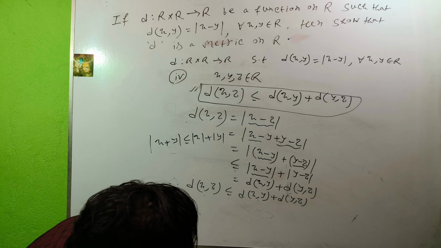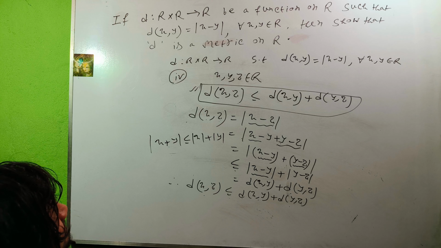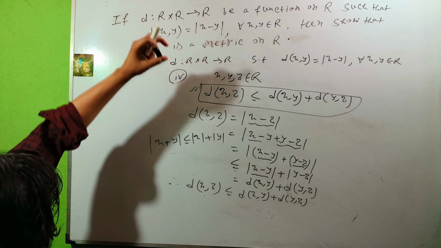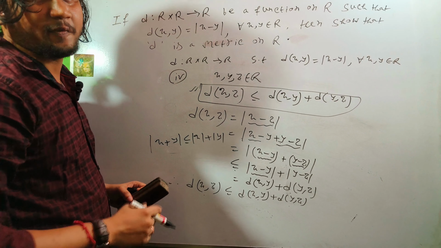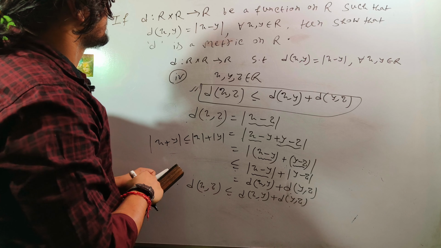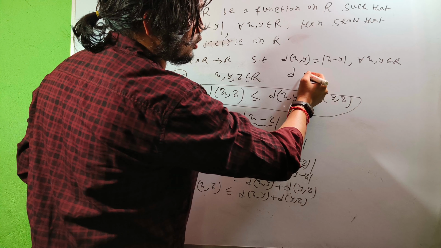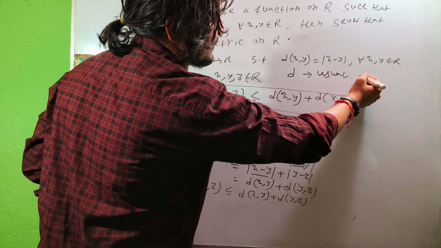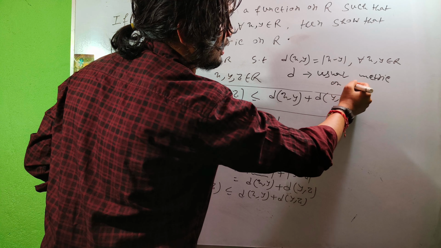At last we have reached the end of the fourth property, and altogether we can say that all four properties are satisfied here for D to be a metric on R. Since D satisfies all four properties to form a metric, we can say D is a metric on R, and this metric D is called the usual metric on R.